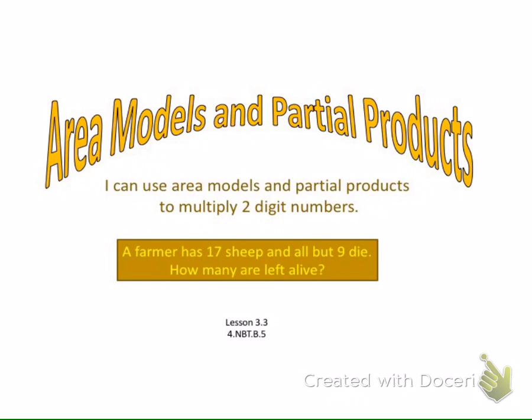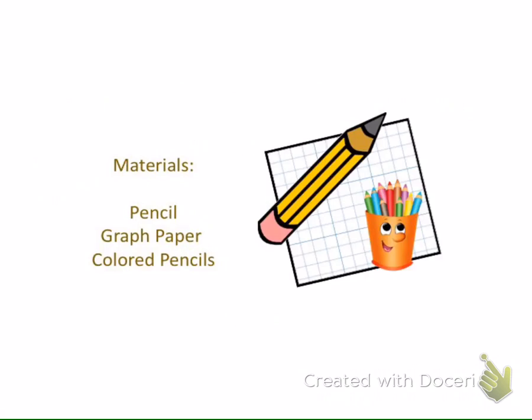Here's today's riddle. A farmer has 17 sheep and all but 9 die. How many are left alive? You'll find out at the end.